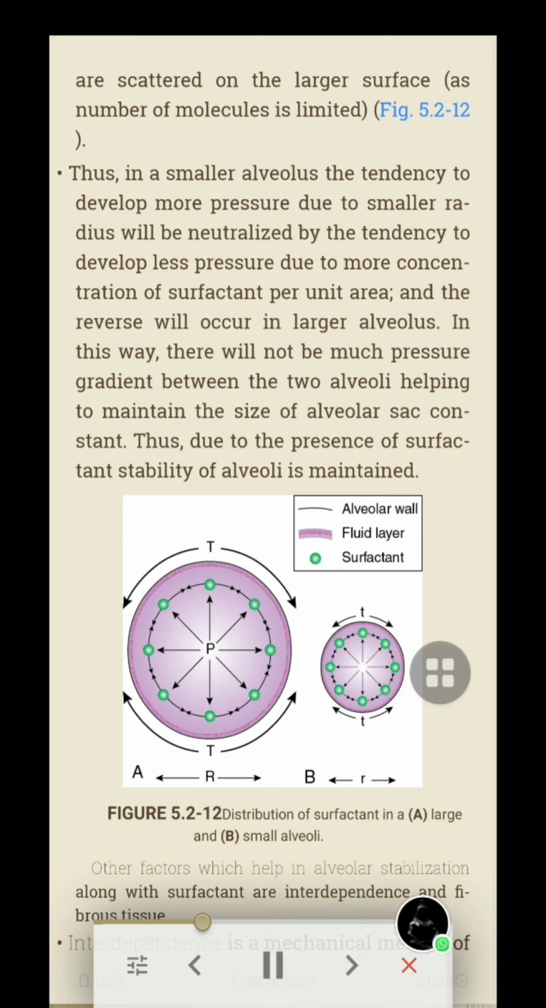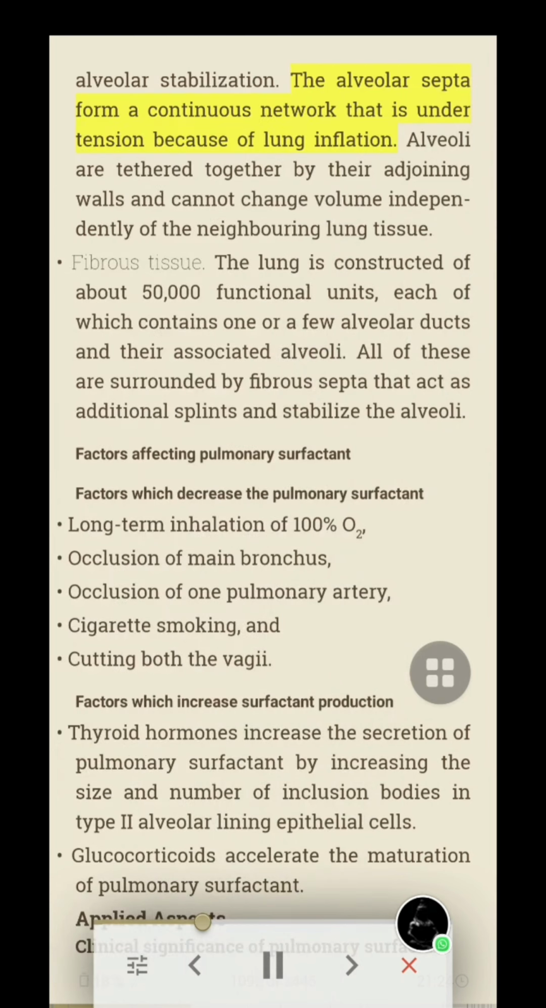Interdependence is a mechanical method of alveolar stabilization. The alveolar septa form a continuous network that is under tension because of lung inflation. Alveoli are tethered together by their adjoining walls and cannot change volume independently of the neighboring lung tissue. Fibrous tissue. The lung is constructed of about 50,000 functional units, each of which contains one or a few alveolar ducts and their associated alveoli.